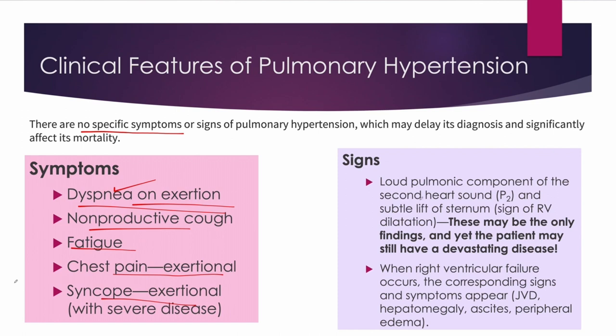What we tend to hear is this loud second heart sound, kind of similar to PEs, right? We said they get the pulmonic shutting, and sometimes that's the only sign that we might see, and the patient may still have pretty devastating disease. Once you start having chronic pulmonary hypertension, it starts backing up the blood and causing right heart failure. Then you start getting the symptoms of right ventricular heart failure, which are JVD, hepatomegaly, ascites, peripheral edema, symptoms and signs of right heart failure.